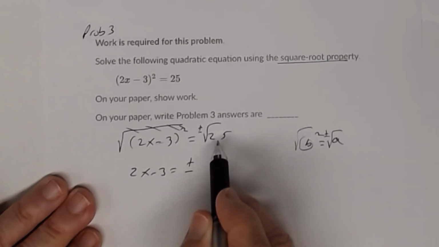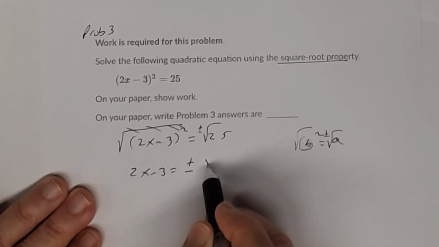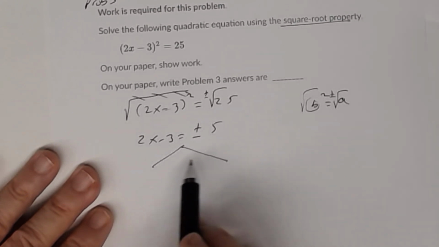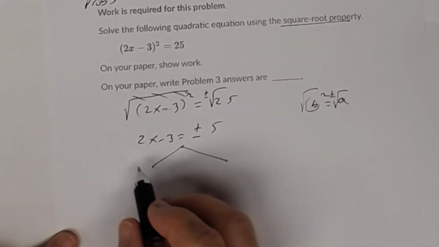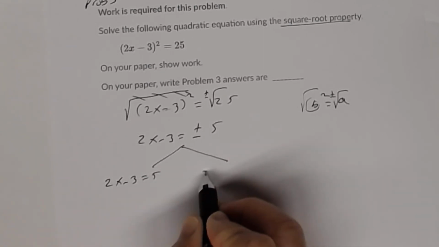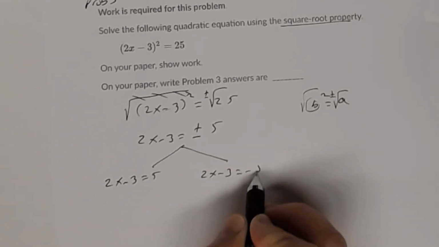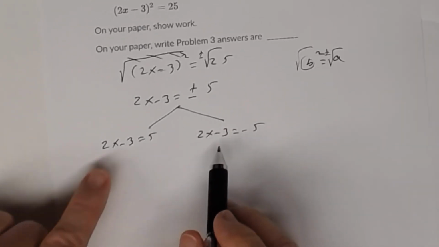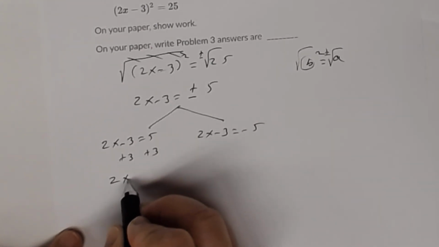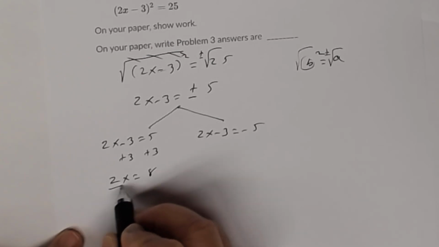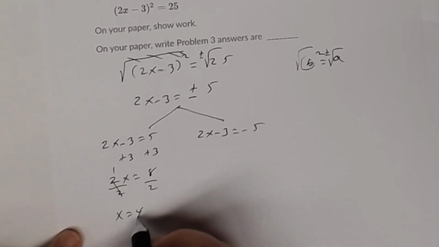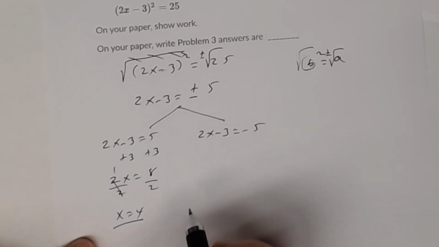And remember, 25 is a perfect square. The square root of 25 is 5. Now, in this case, what you're going to do next is rewrite this as two separate linear equations. So you get 2x minus 3 equals 5, and then 2x minus 3 equals a negative 5. And then you solve each of those linear equations. So I'm going to add 3 to both sides. So I get 2x equals 8, and then dividing both sides by 2 and simplifying, I get x to be 4. So there's one of your solutions.